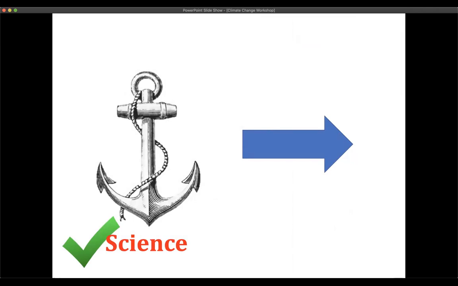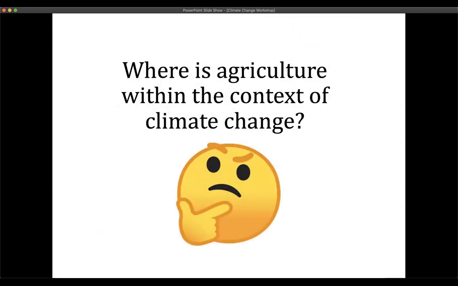Earth. So the question is, where is agriculture within the context of climate change? If you were to spend just a minute to think about that, where is it? Are we affected by climate change as agriculture, as farmers, as food processors? Or does agriculture contribute to climate change?